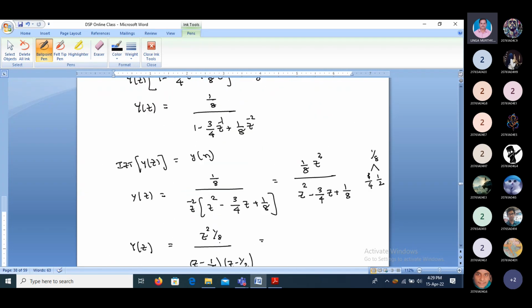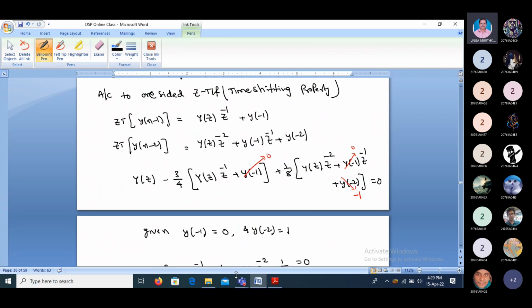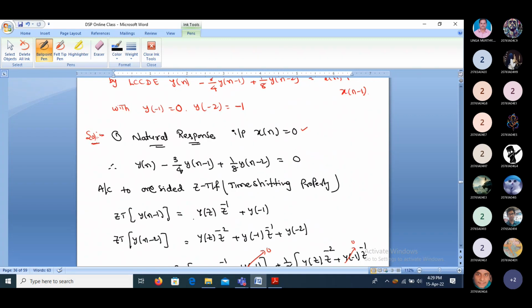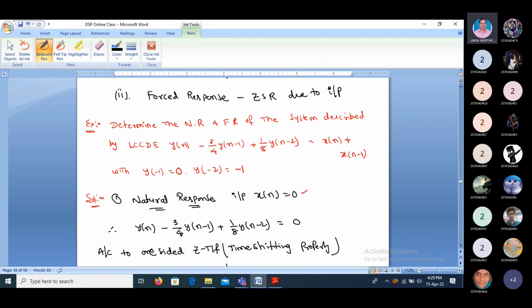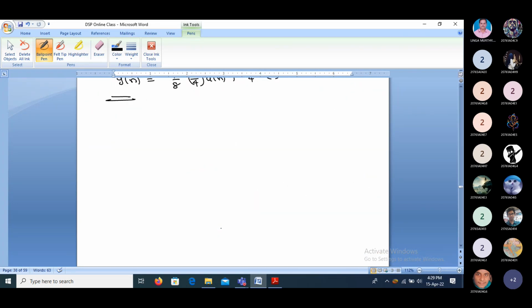So this is the procedure for finding the natural response of the given discrete-time LTI system by using the z-transformation. In the problem, remember one thing: if the system initial conditions are given, go for this approach. If the system initial conditions are not given, go for the direct normal approach, that is nothing but the forced response.